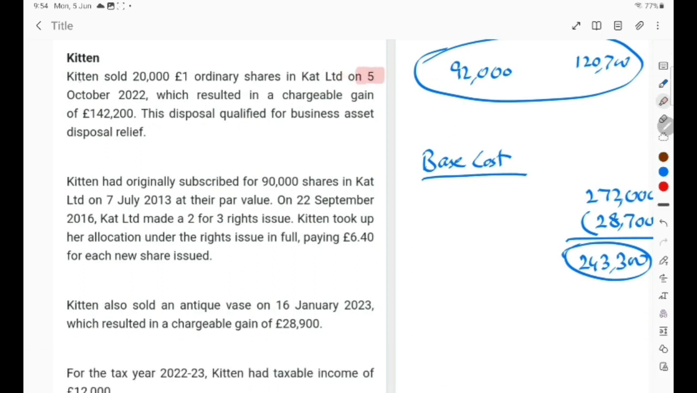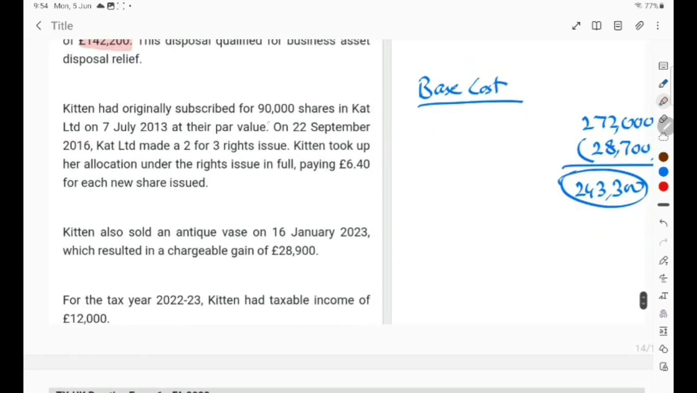On 5th October 2022, she sold 20,000 £1 shares, which resulted in a chargeable gain of 1,42,200. The disposal qualified for business asset disposal relief. Kitten had originally subscribed for 90,000 shares in CAT Limited on 7th July 2013 at par value. On 22nd September 2016, CAT Limited made a 2 for 3 rights issue.